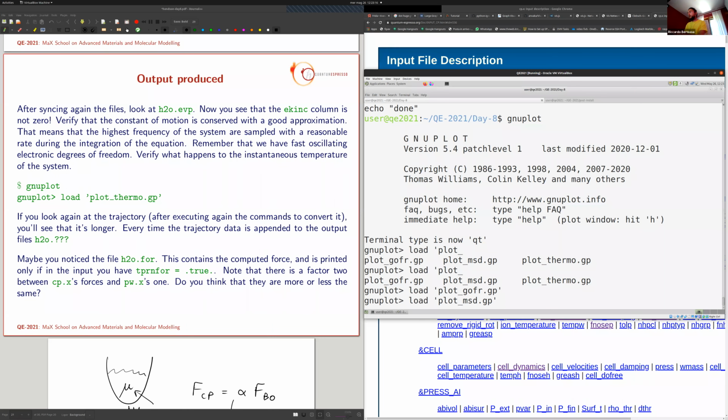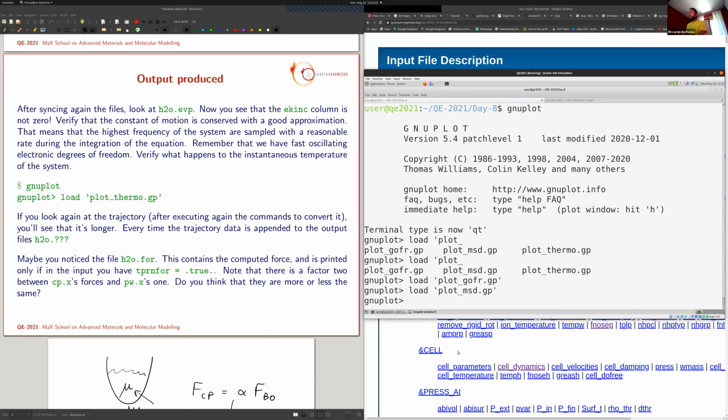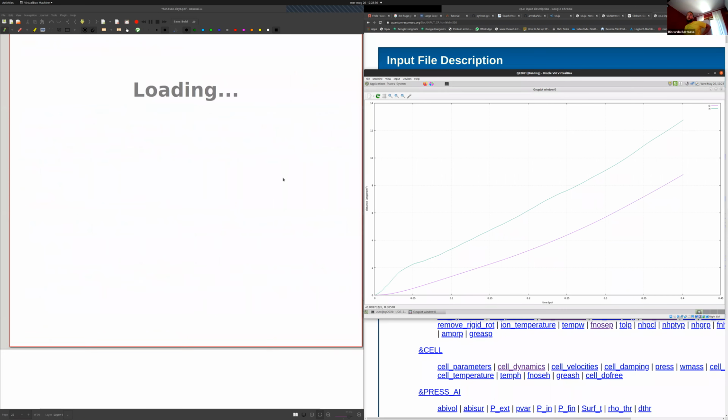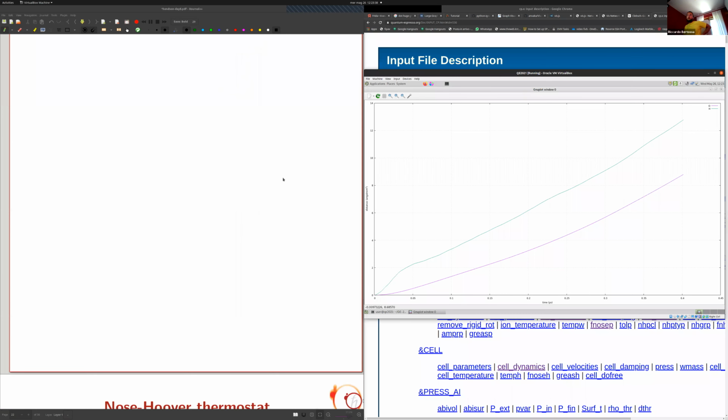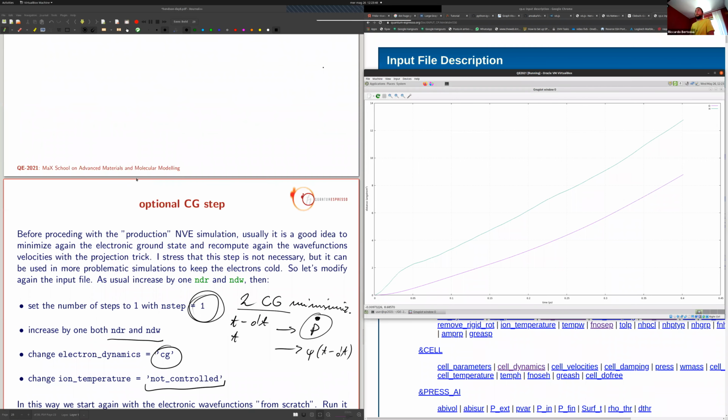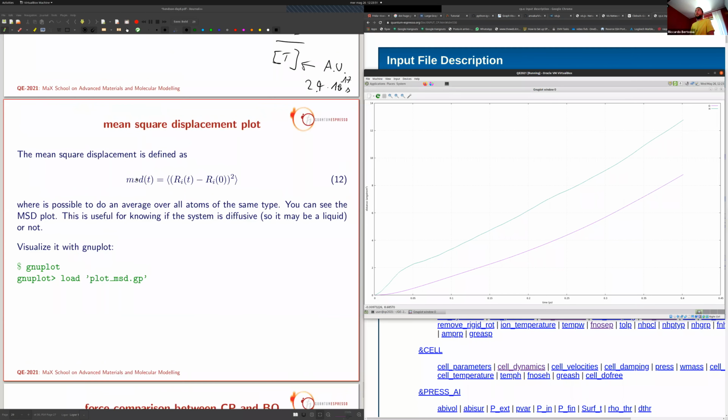Okay, this is the script I prepared for you. It's nothing special. Okay, this is a mean square displacement plot. You see, there is the oxygen and the hydrogen mean square displacement. What is mean square displacement? Did I put a formula at the end? Okay, here it is.